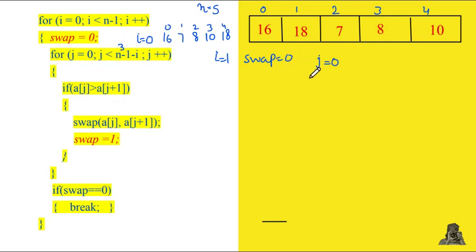So moving to the execution of this inner for loop. So j is equal to 1. So we'll check for the condition if a of 0 is greater than a of 1, if they are out of order.